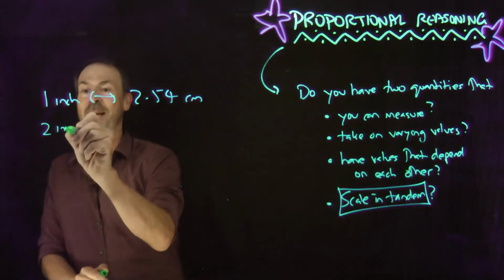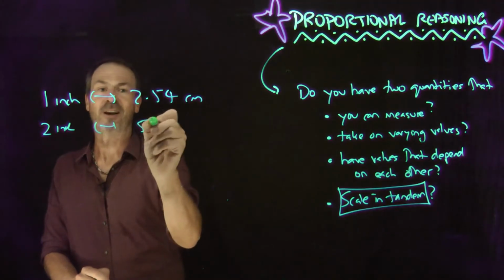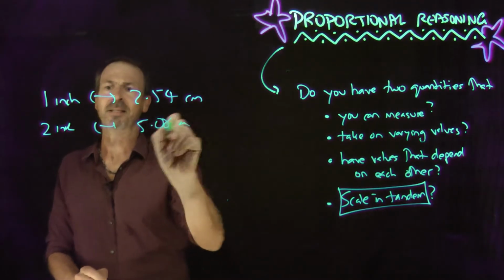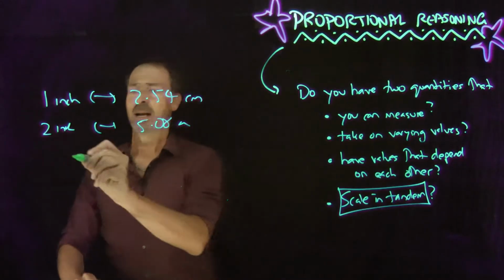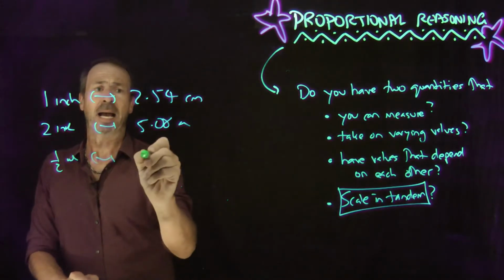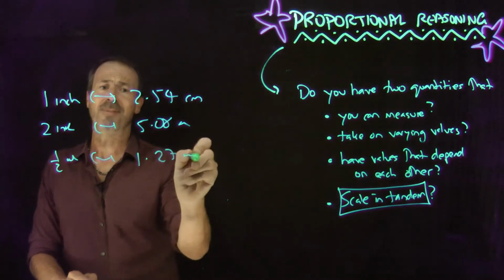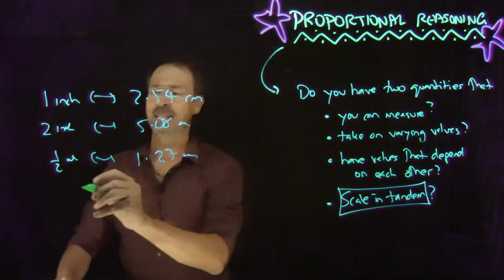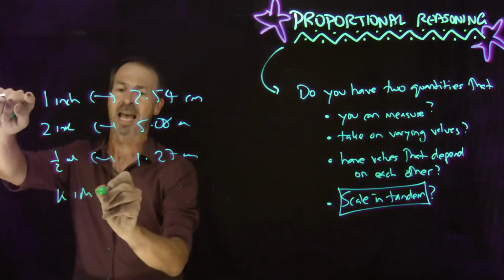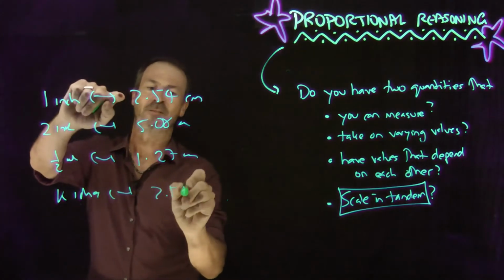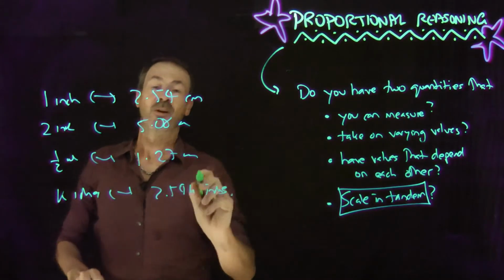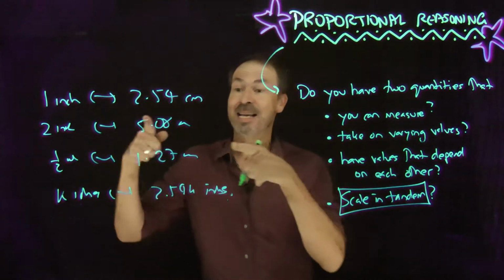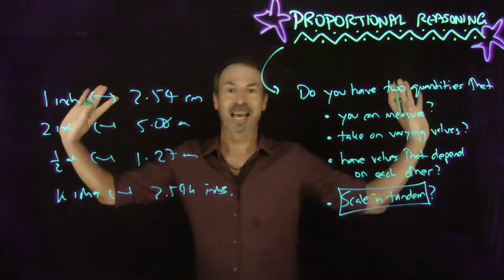Yes, because if I double the number of inches, I would get double the number of centimeters, 5.08. Or if I halve the number of inches, half an inch, I would get 1.27 centimeters. Yes, that makes perfect sense. In fact, I could do 1/10, any factor I like. If I change inches by factor k, we'll have to go 2.54k centimeters, just relying on my real world experience. Yes, there's a proportional relationship, done, scaling in tandem.